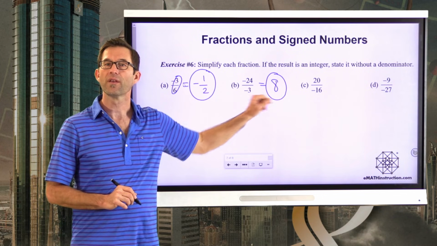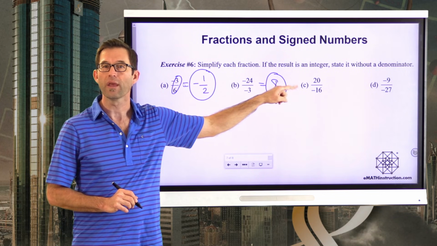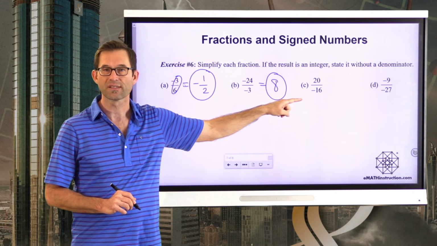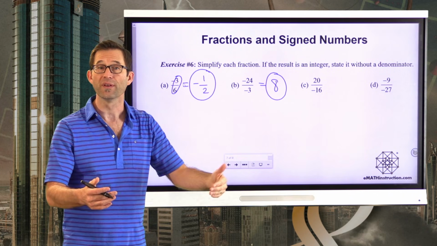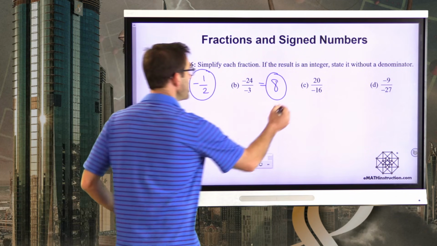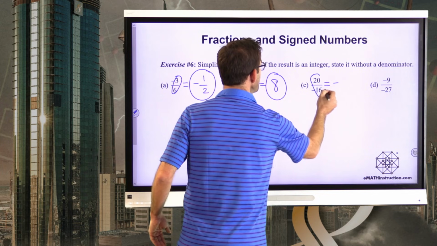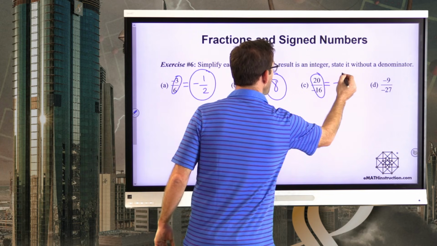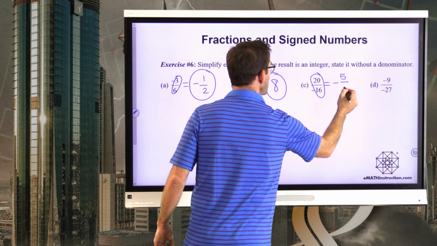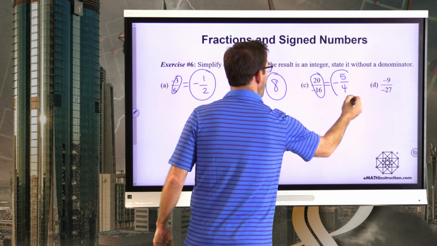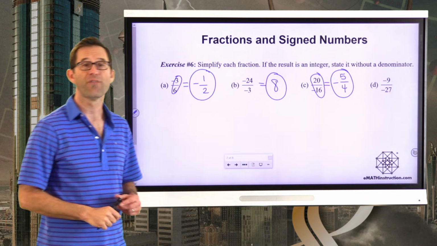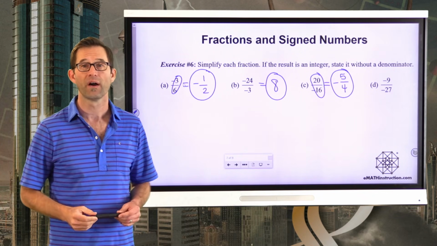Here I've got a negative in the denominator. I've got a positive 20 over negative 16. So I know the result of this must be negative. Now this time it doesn't turn into an integer, but I can reduce the fraction 20/16 by dividing both the numerator and the denominator by 4, and my fraction is negative 5/4.